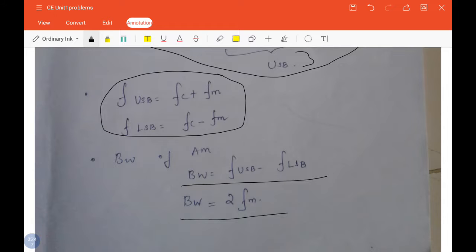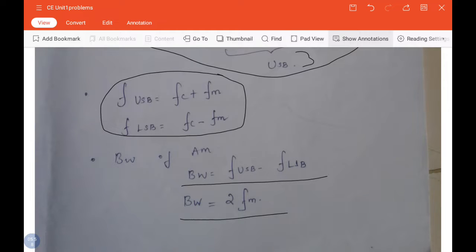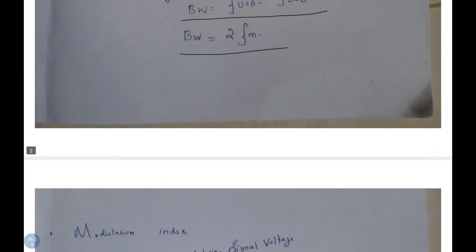So bandwidth equal to 2 FM, and it can also be calculated as FUSB minus FLSB, that is the upper sideband frequency minus the lower sideband frequency. Okay, so this is another important expression that you must know.